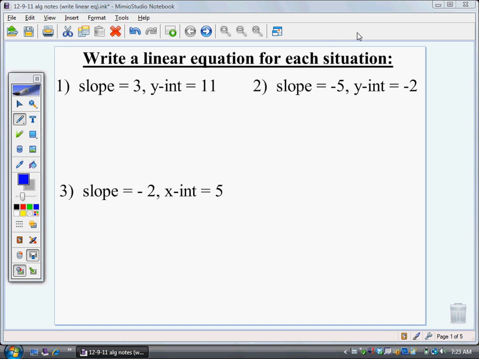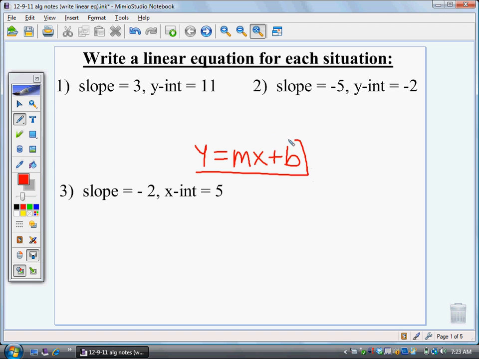Okay, today we're going to talk about how to write linear equations in slope-intercept form. Slope-intercept form, remember, looks like this: y equals mx plus b, where m is the slope and b is the y-intercept. So we have two of them where I tell you the slope and the y-intercept.